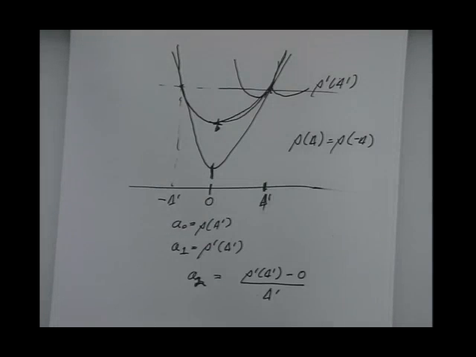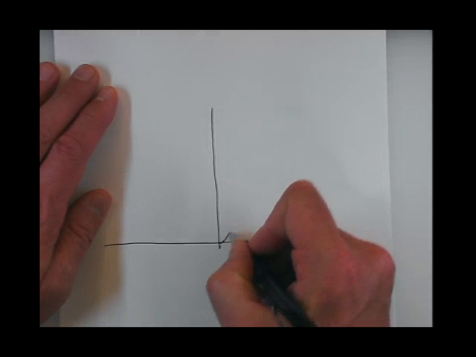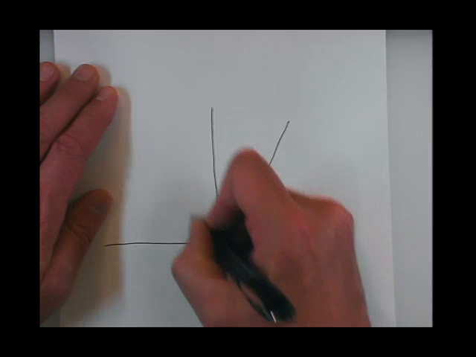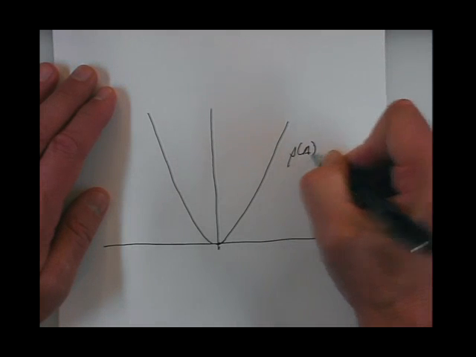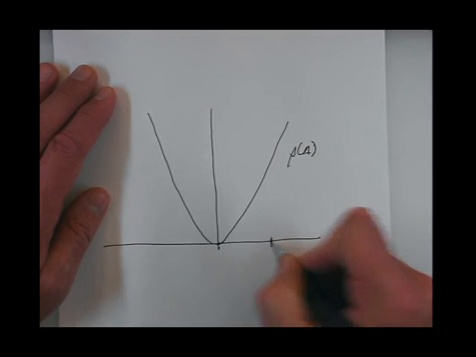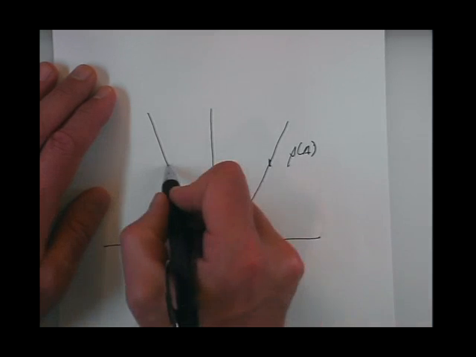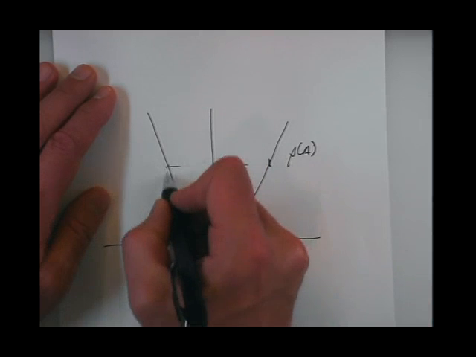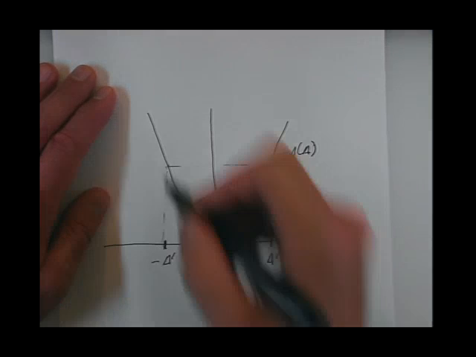Well, if you reparameterize a little bit, it looks like this. Okay, so now this is rho of delta, okay? This is delta prime. This is minus delta prime, okay?